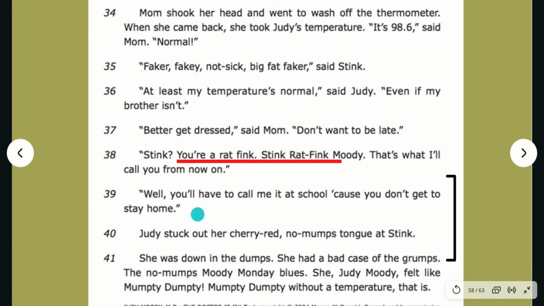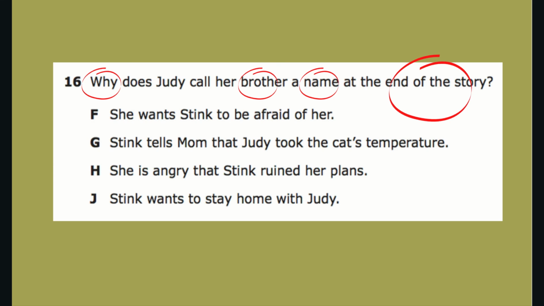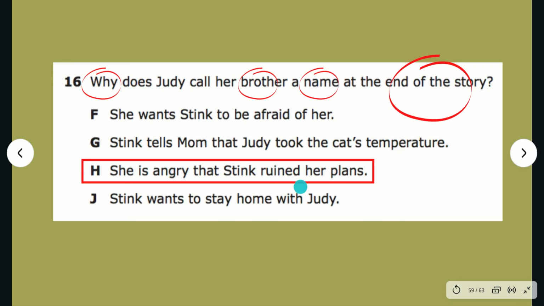If we think back to what Judy really wanted to do, she really wanted to stay home. And what does Stink tell her? You'll have to call me it at school because you don't get to stay home. She did not get what she wanted. And the reason she didn't get what she wanted is that Stink had told their mom in the first place that she didn't want to go to school. And she is angry that Stink ruined her plans. She is not happy that she can't stay home now and do all of the fun things she had planned.